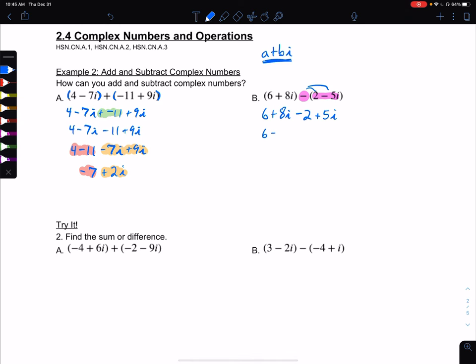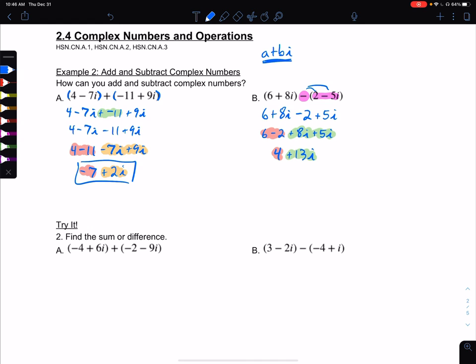Again, I'm going to rearrange these to write the like terms next to each other. That's optional, that's up to you. The better you get at this, the less likely you will need to do that. And then 6 minus 2 would give me 4. And 8i plus 5i would be 13i. And that would be my answer.